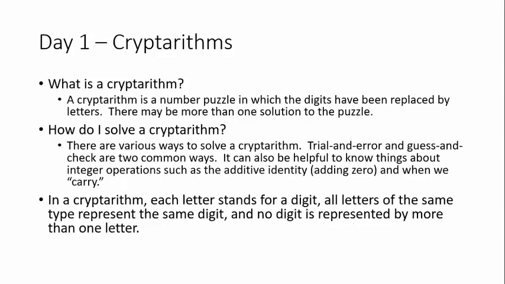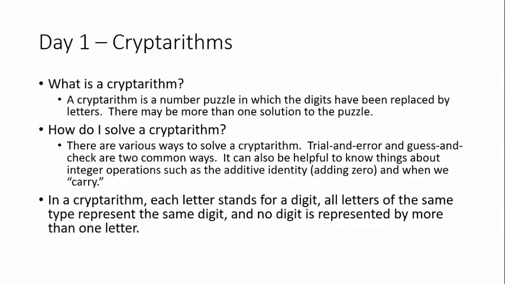So how do I solve a cryptarithm? There are various ways to solve cryptarithms. Typically, guess and check is a manner that is used. It helps also if you know some basic facts about how numbers work. Typically you're working with addition, so how do your integers work when you're adding? When do you have to carry? Or think about adding 0. That's your additive identity. Little things like this may give you clues to how to solve the cryptarithm.